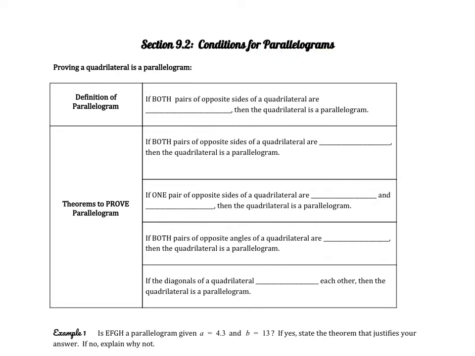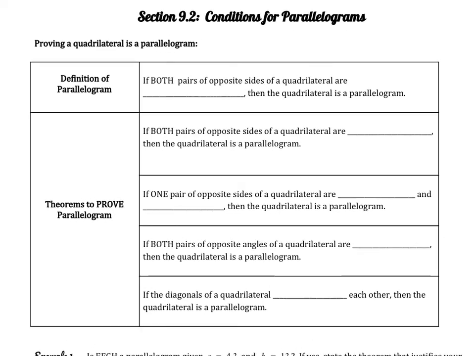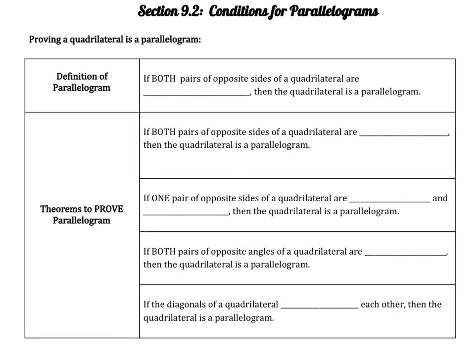Today we're going to talk about conditions for parallelograms. Before we start actually proving that a quadrilateral is a parallelogram, let's start with the basic definition of a parallelogram. If both pairs of opposite sides of a quadrilateral are parallel, then the quadrilateral is a parallelogram.